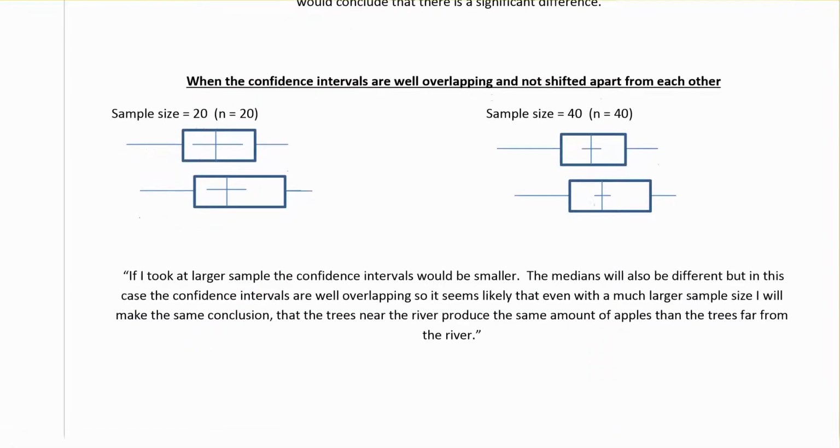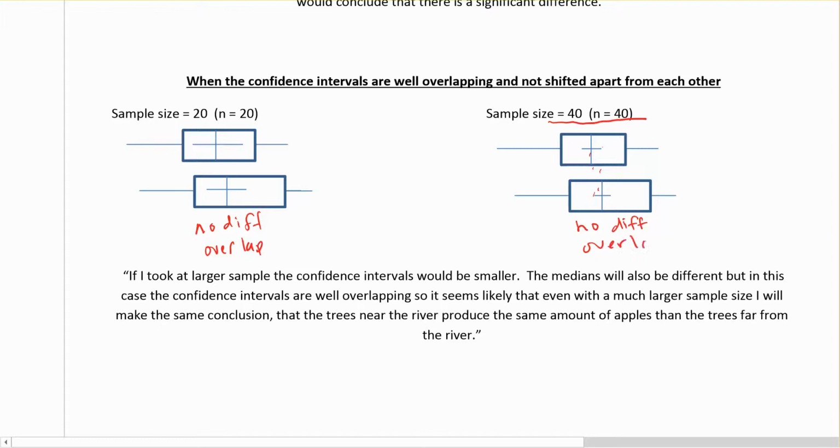My last example here would be when confidence intervals are well overlapping and not shifted. So here, my middle 50% is shifted slightly, but my confidence intervals are pretty well overlapped. So even if they bounced around a little bit and I got new samples with smaller confidence intervals because I took a bigger sample size, in this case, my confidence intervals are still overlapping. So here we would say there is no difference because I have an overlap. And with a bigger sample size, I might get the same thing again, that there's no difference because there still might be an overlap. I don't know for sure, but it's possible.